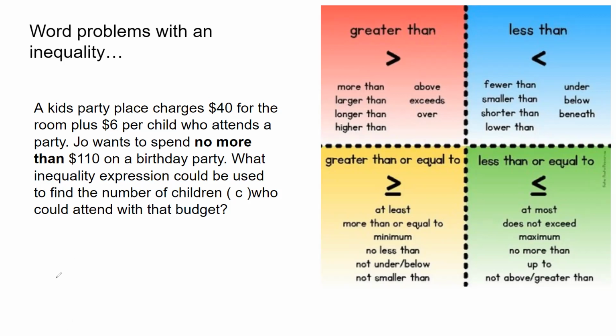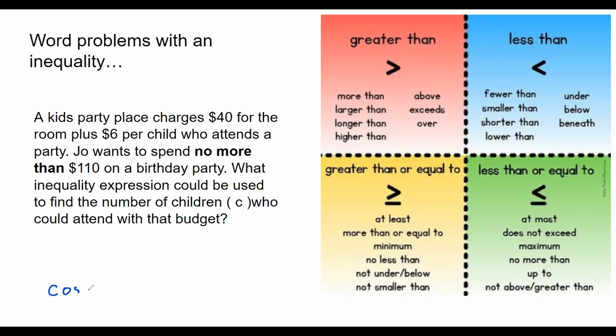All right, in a problem like this, we should focus on putting the cost statement on the left-hand side. And what I'm going to do is to say, well, if it's $6 per child, we want to multiply 6 times c. That's going to tell us the cost that's based on the number of children. But then there's an additional cost, right? They're charging $40 just for the room. So we better add that. So the total cost for this party is going to be $6 times the number of children, c, plus $40.